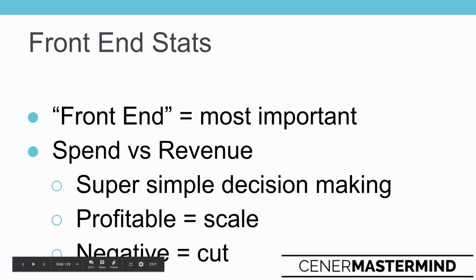Okay, we're going to talk about front end stats first. Okay, front end stats are the most important. They're basically talking about your profitability. How much did you spend versus how much revenue did you take in? Right? You need to know your numbers. I mean, that's a bottom line, right? You need to know how much margin you make per item sold. The bottom line is, are you profitable?